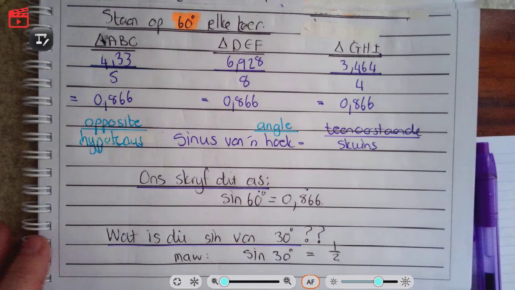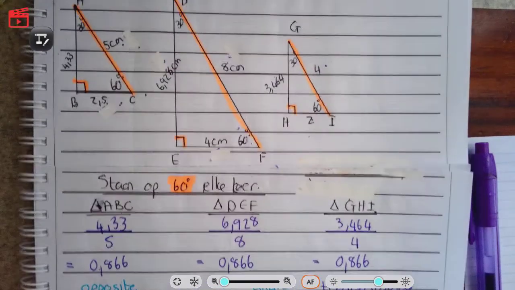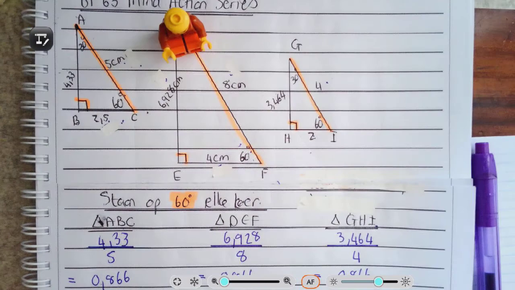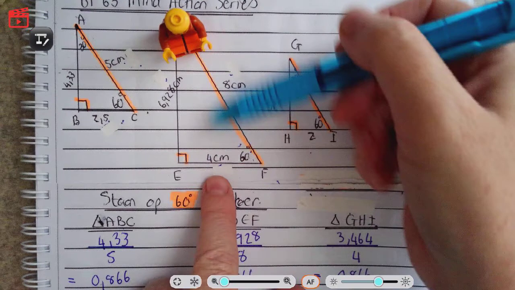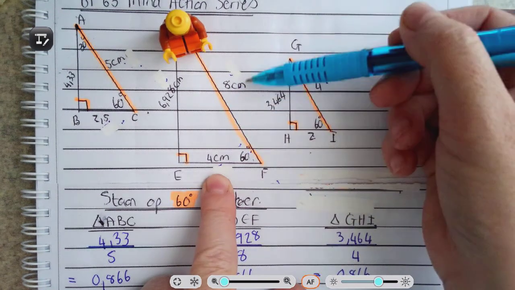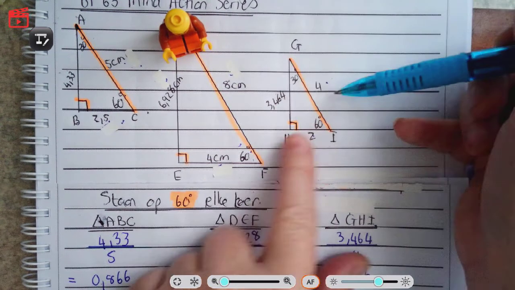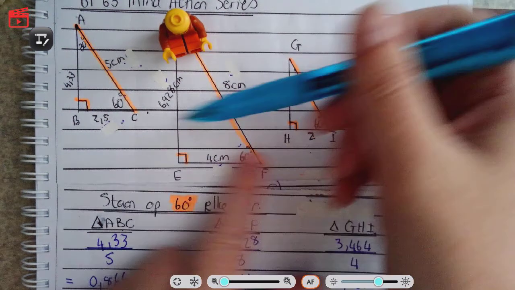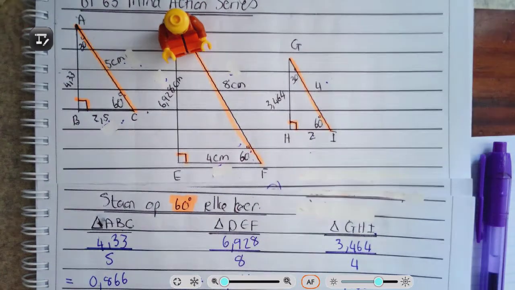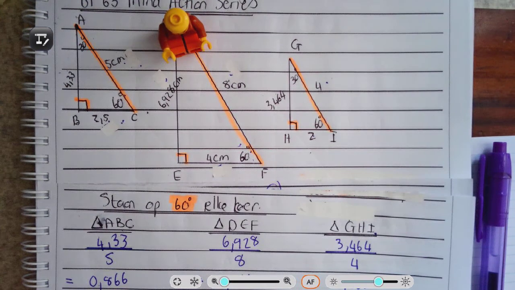Net so vinnig. Remember, you can move in the triangle, ne? Let's move over here to the 30 degrees. Now the opposite is 4 and the hypotenuse is still 8. Now 4 divided by 8 is a half. 2 divided by 4, a half. 2.5 divided by 5, a half. Each of them will give the ratio of a half, even though the sizes of the triangles differ.